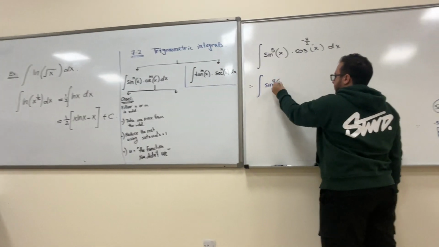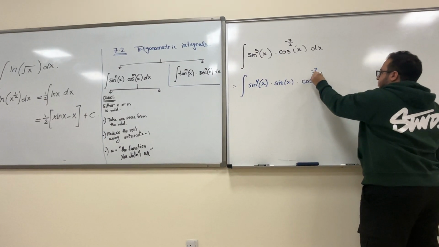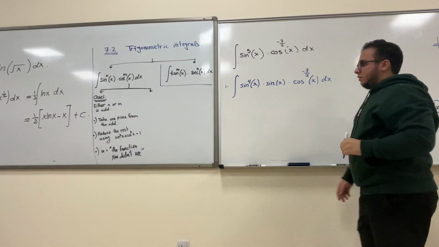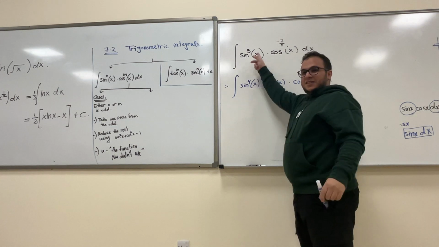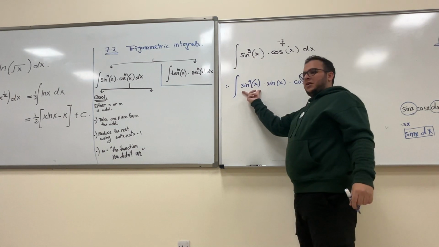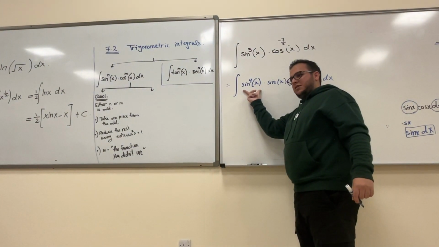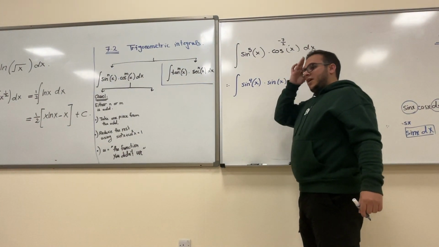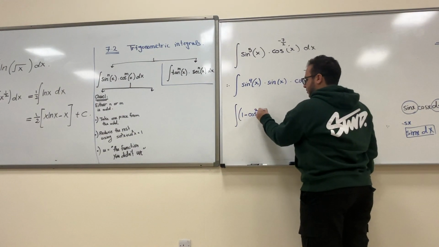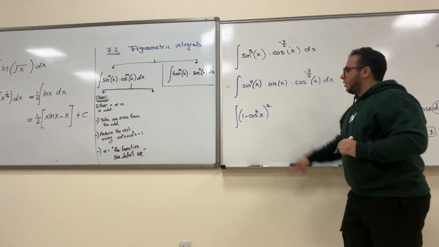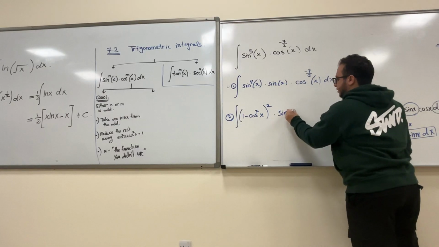Sine power 4 x, sine x, cosine negative 7 over 2 x. Reduce the rest. The rest of what? The rest of this guy, sine power 4. Sine squared all power 2, so it becomes 1 minus cosine squared all power 2. This is what I mean by reduce the rest. So this is step 1 and this is step 2. And then I'm going to rewrite the rest of the question.